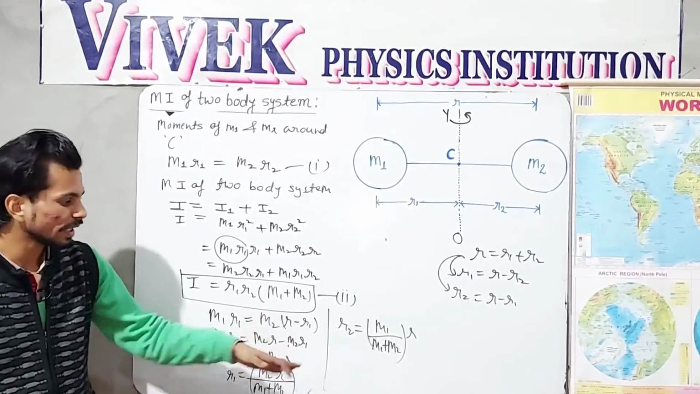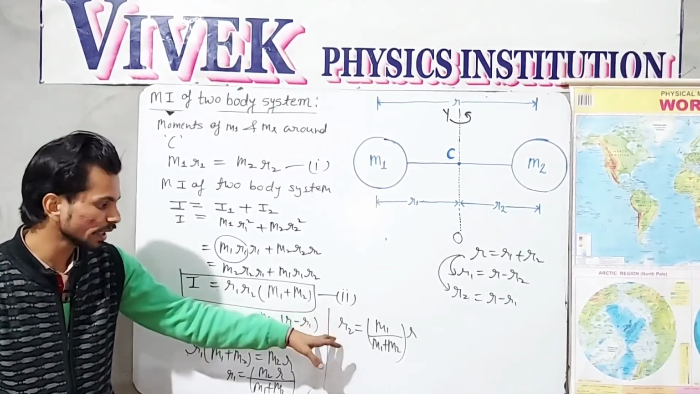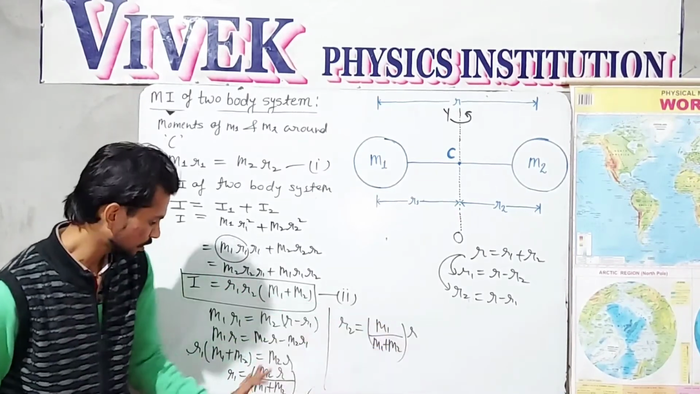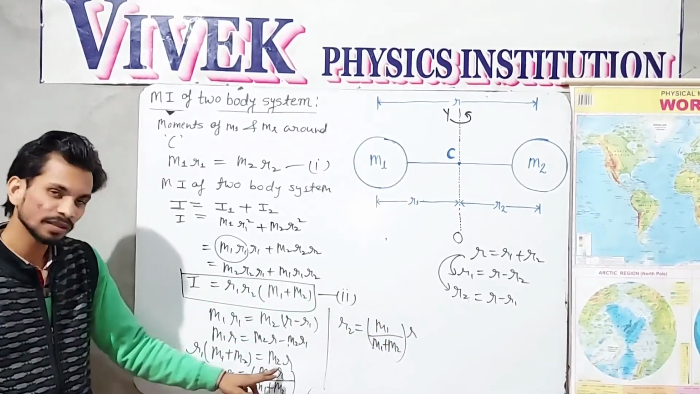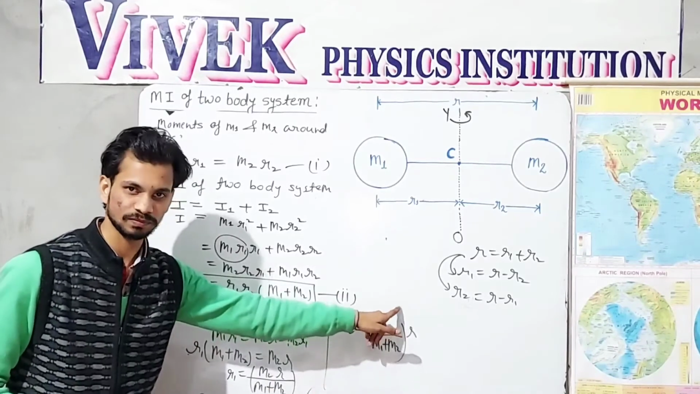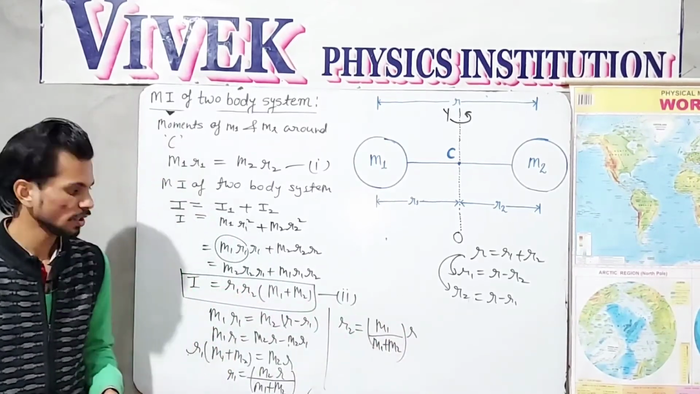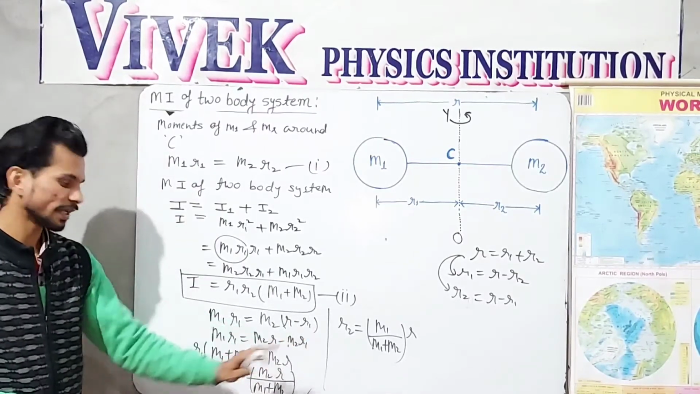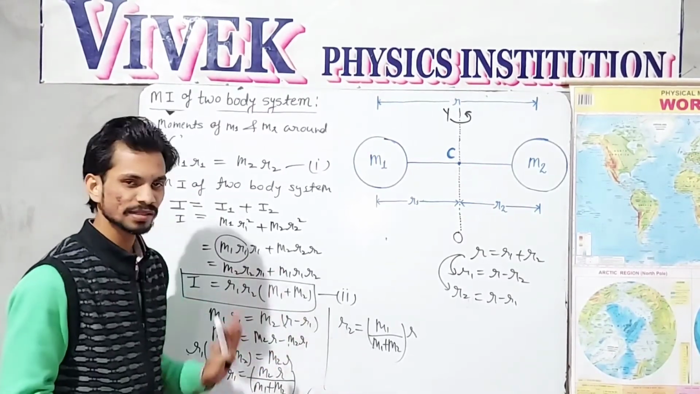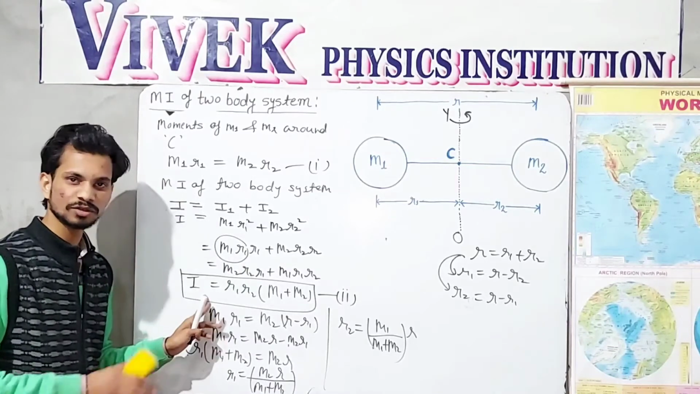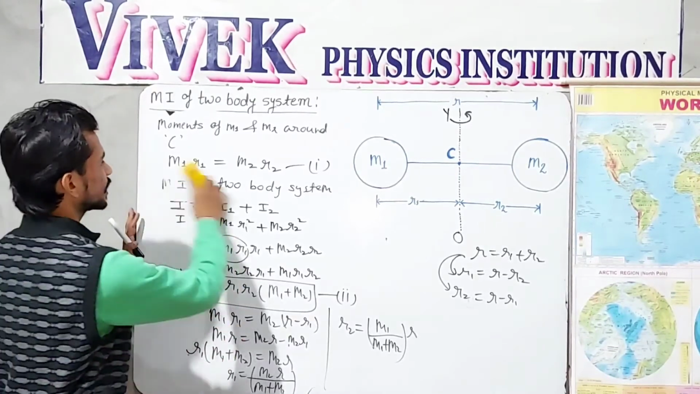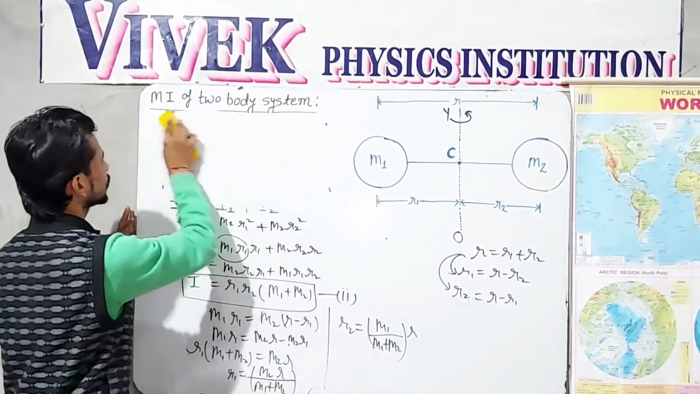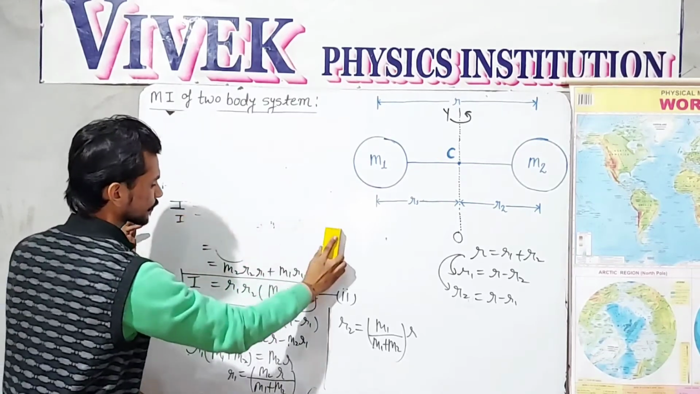So when we find R2, in that formula M1 will appear, not M2, because for R1 it is M2, for R2 it is M1, and the denominator will be the same. So here I have found R1 and R2. I can put these values in equation number 2 in order to find the moment of inertia of the complete system. So let us put these values in equation number 2.